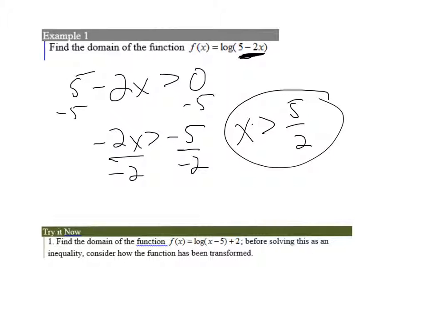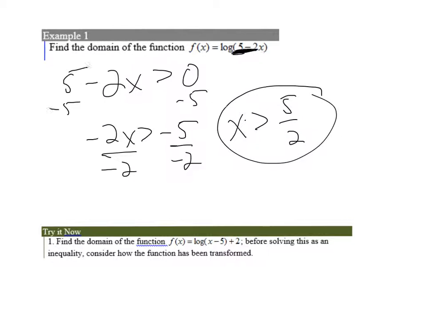Now, for the second problem, they're telling us to look at it, consider the transformations. So I know that normally log graphs look like this. They cross through (1, 0). They have x equals 0 as a vertical asymptote. And this point is a special point because it crosses the x-intercept. So I'm seeing that this graph has been shifted right 5 and up 2. Let's think about what happens with this point.